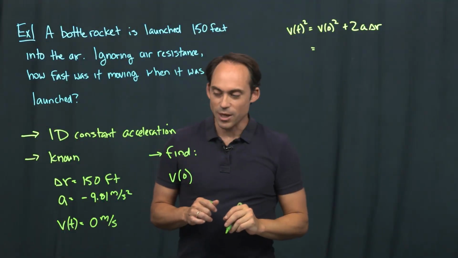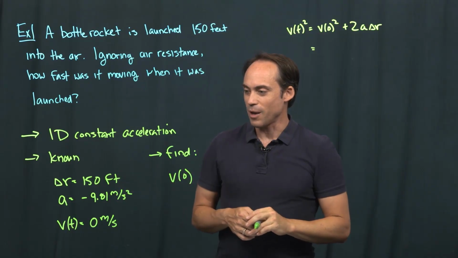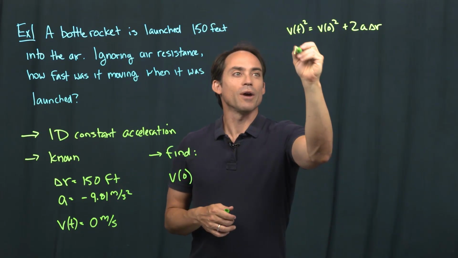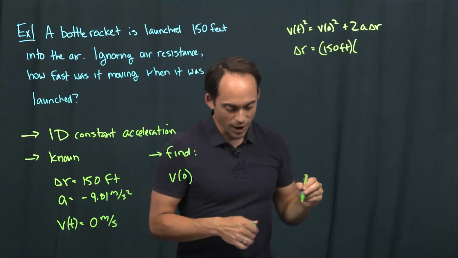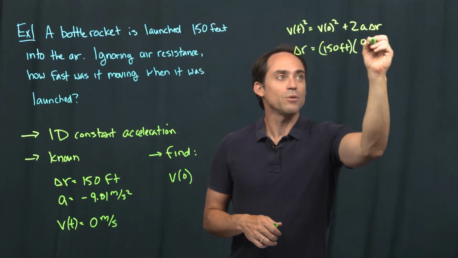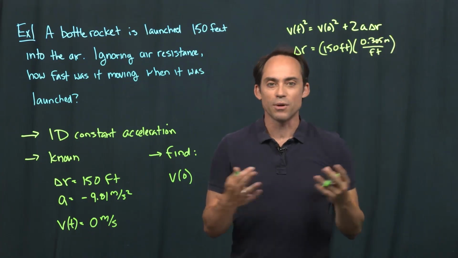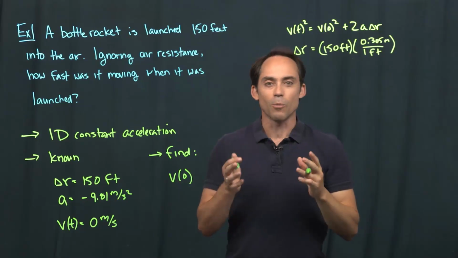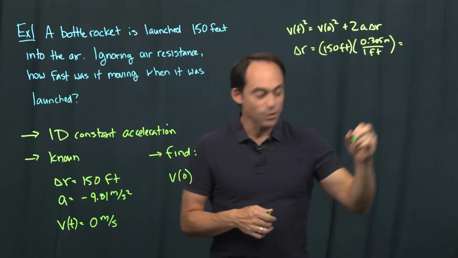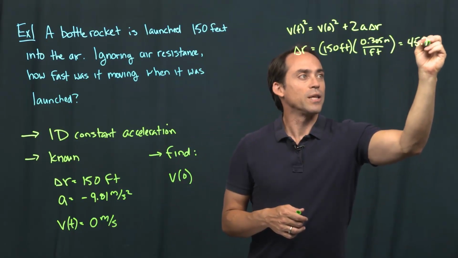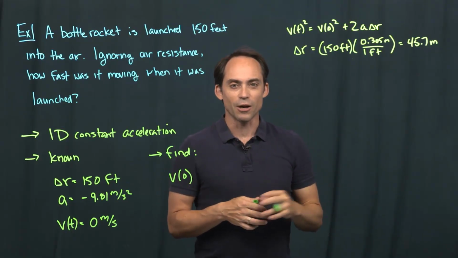Now, let's take a moment here to convert to meters because we've got mixed units, 150 feet and 9.81 meters per second squared. So in fact, let's rewrite delta r as 150 feet times the conversion factor, and that's just 0.305 meters per foot. All right, there's about 3 feet in a yard, and a yard is somewhere around a meter, so this is a good estimate of the distance. And so we can convert that out, and that turns out to be 45.7 meters. And I'm keeping an extra decimal place here just so I don't have any round-off error when I get to the end of my problem.